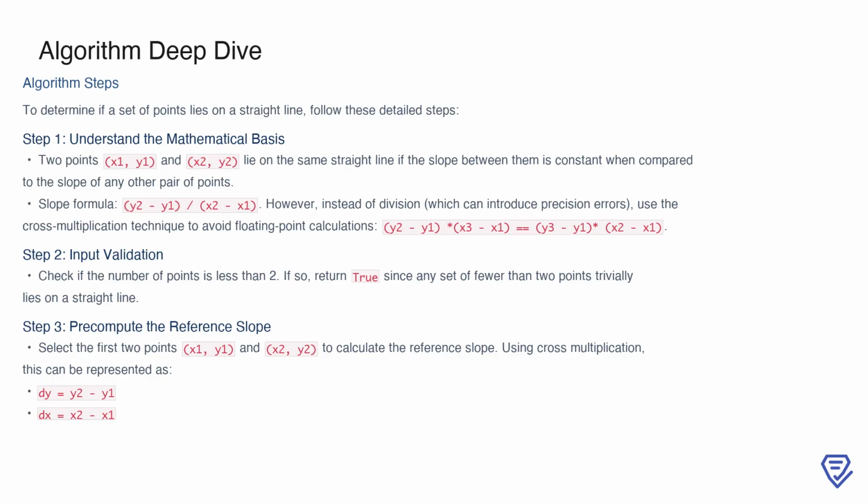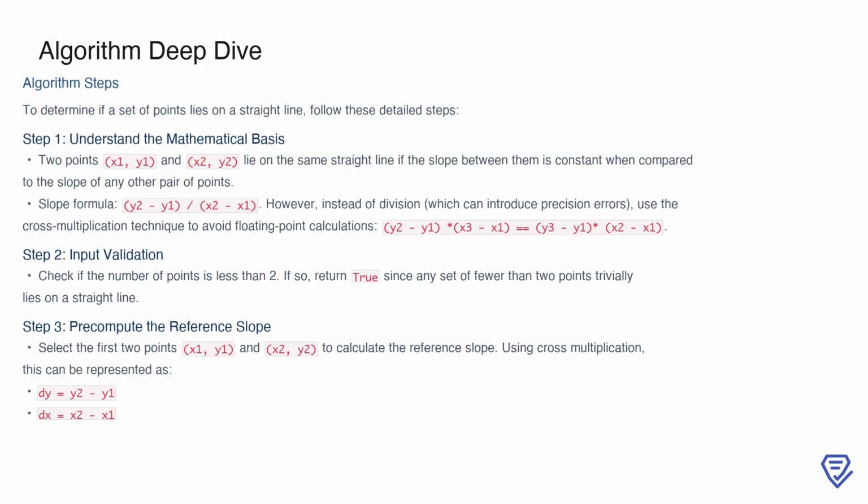So, instead of comparing slopes through division, we check if the cross products are equal. Specifically, we verify if (y2 - y1) * (x3 - x1) equals (y3 - y1) * (x2 - x1) for any other point (x3, y3). Next, we validate the input. If there are fewer than 2 points, we simply return true because any set of fewer than 2 points is trivially collinear. Finally, we pre-compute the reference slope using the first 2 points.